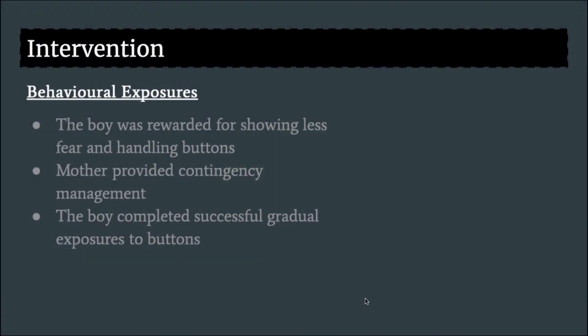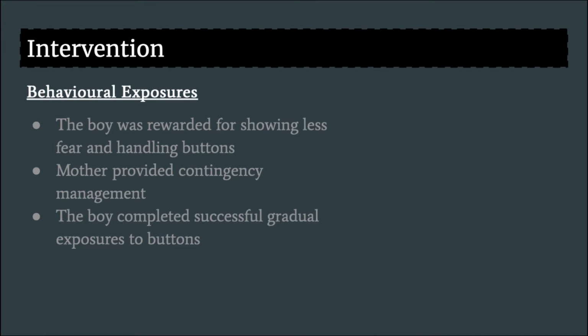Let's look into the different types of interventions that were used. Firstly, let's look at the behavioral exposures, the positive reinforcement type of therapy that was used. In this, the boy was rewarded for showing less fear and actually handling the buttons in vivo exposures.